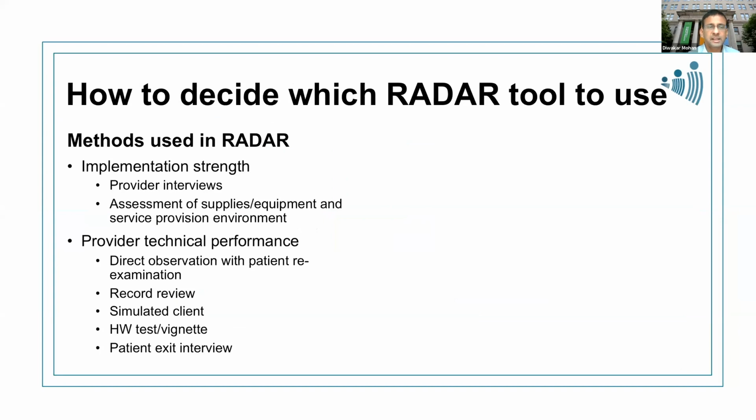So again, the decisions on what tool to use will depend on some of our objectives for the evaluation. So primarily the tools that we have used here are ones for implementation strength, which include provider interviews and assessment of supplies and equipment. Then the others, which include measuring provider technical performance, like direct observations, record reviews, simulated clients, interviews and vignettes, and patient exit interviews.